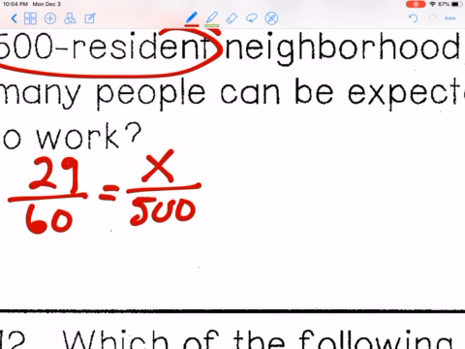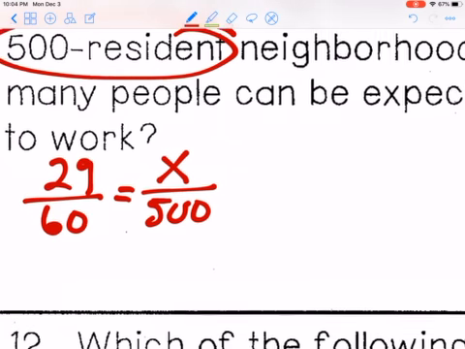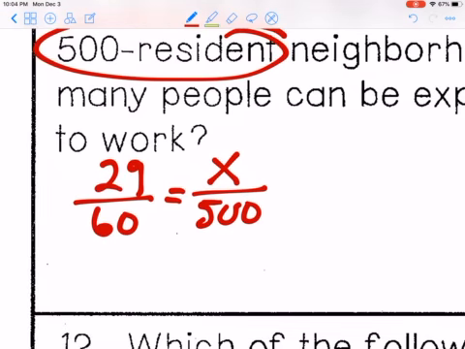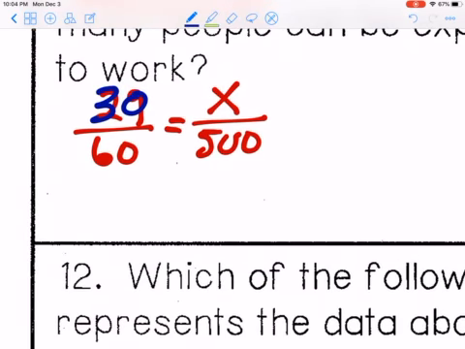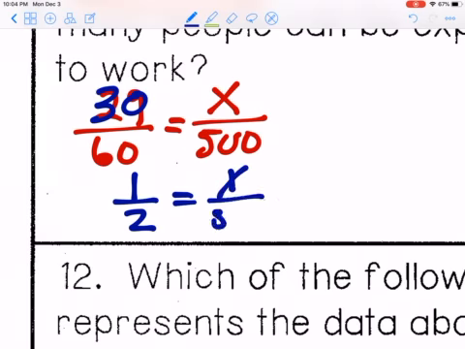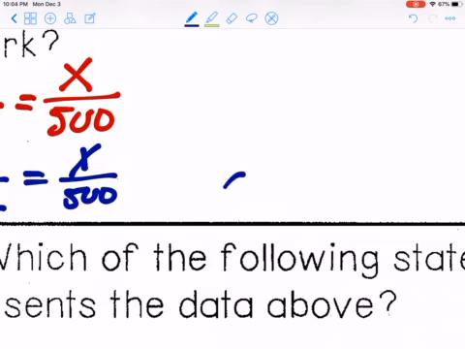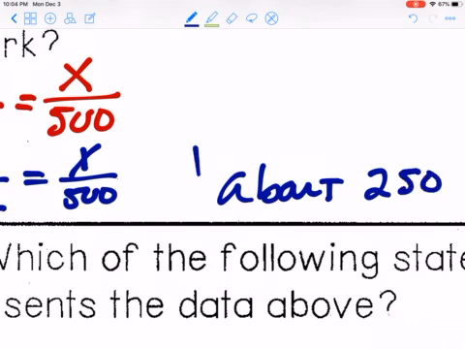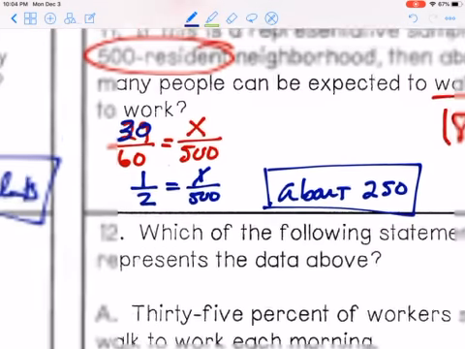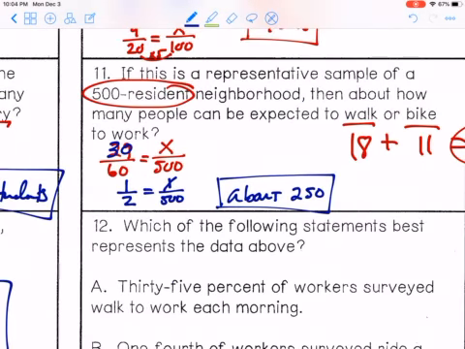29 over 60 does not reduce. Therefore, since it says about, I'm going to call this 30 for now. And here's what it does. It allows me to say half. So if half of the people, that's about 250. See? About. And I can answer that with an about. Okay?